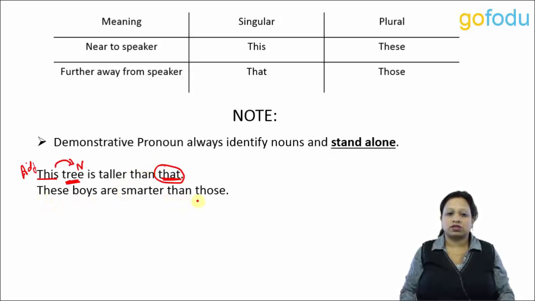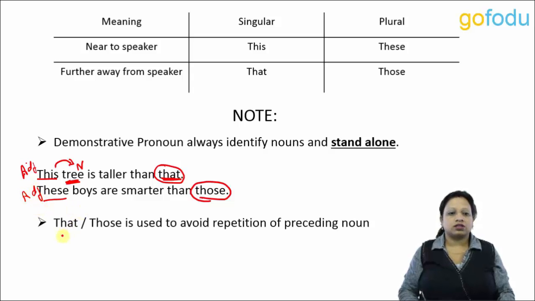These boys are smarter than those. Similarly, those is a demonstrative pronoun because it is standing alone. These over here is followed by a noun, boys, so it becomes an adjective. All right. That and those is used to avoid the repetition of preceding noun.